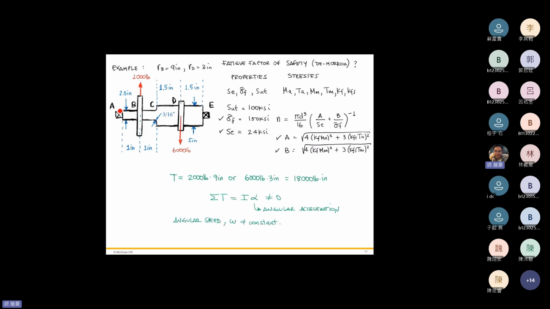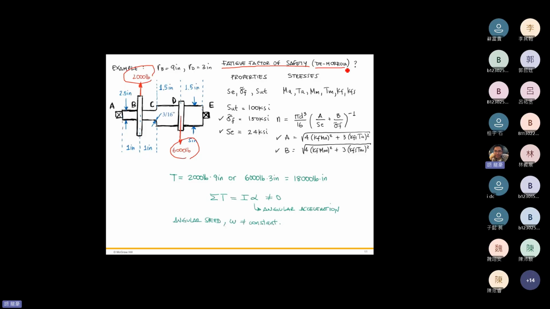This shaft AB, sorry, the bearings A and E are two bearings. Once we mention a bearing, that means it's a shaft that keeps rotating. So here are the dimensions and the forces applied. That means we have gears somewhere here and somewhere here, two gears, and this 200-pound and 600-pound are the tangential forces. And the question is, what's the fatigue factor of safety from the DE-Goodman criteria?